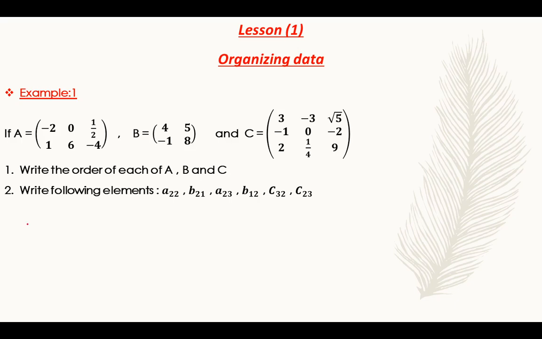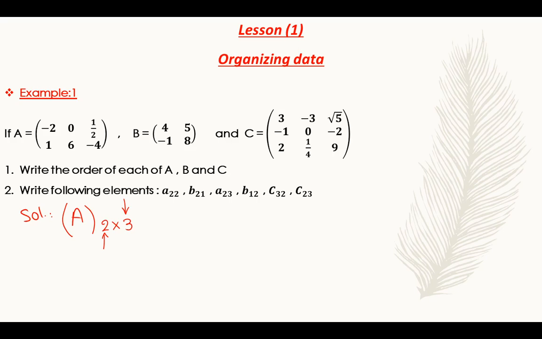Solution. Matrix A is of order, how many rows? 2 rows and 3 columns. It is of order 2 times 3. 2 here is the number of rows, 3 here is the number of columns. Then write the following elements.